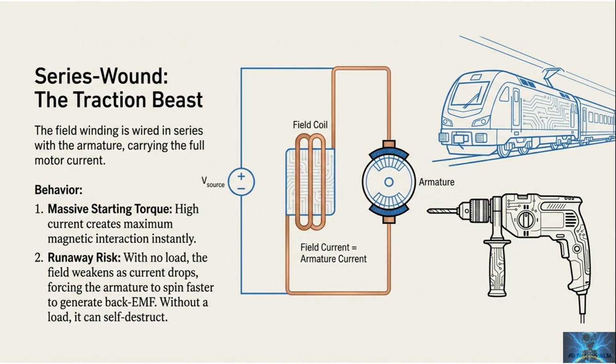A series wound motor has the field winding in series with the armature, so it carries full motor current. Result: extremely high starting torque, great for traction and heavy starting loads. But there's a serious warning: runaway risk with low load. If load drops, current drops, field weakens, and the motor can accelerate dangerously. Practical translation: series motors are fantastic where load is always present, and risky where a load could suddenly disappear.